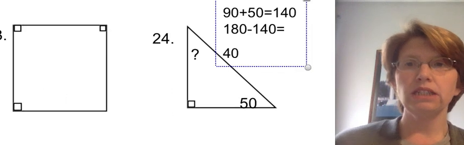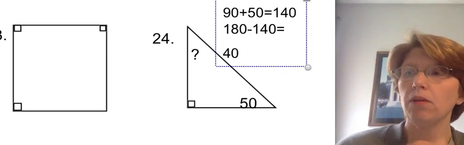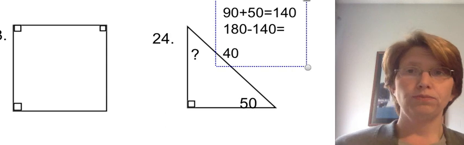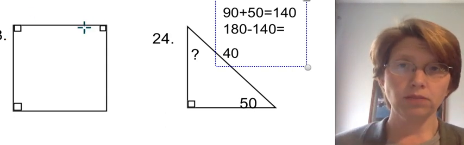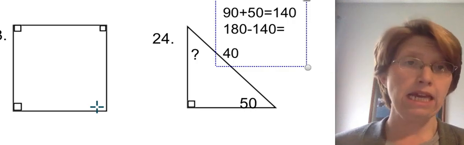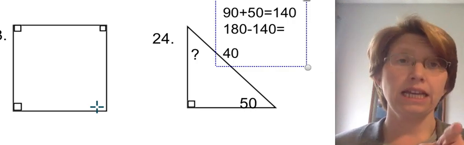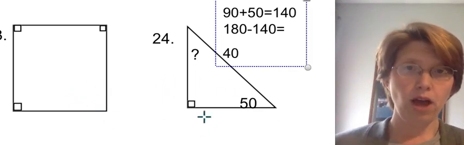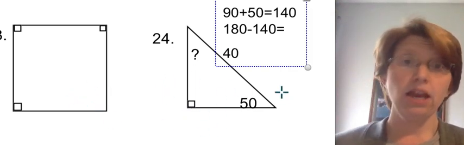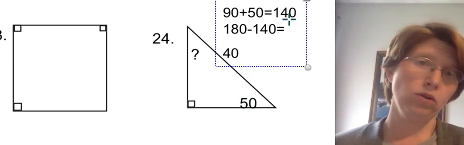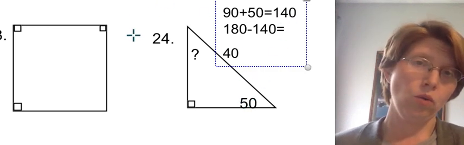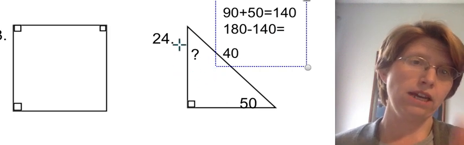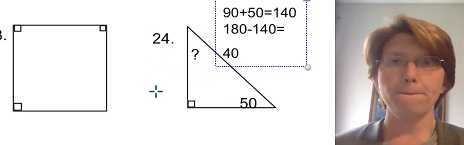All right, lastly on the bottom there, find the measure of the unknown angle. So 23, box, box, box. Should there be a box here? Yes. What does that mean? It's going to be, you got it, 90 degrees. 24, box means 90 plus 50 equals 140. 180 minus 140 is 40. Missing angle. Bingo.